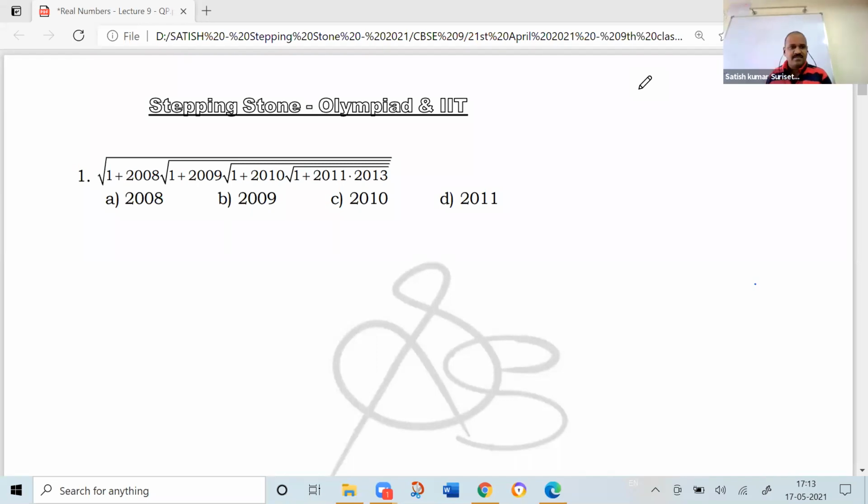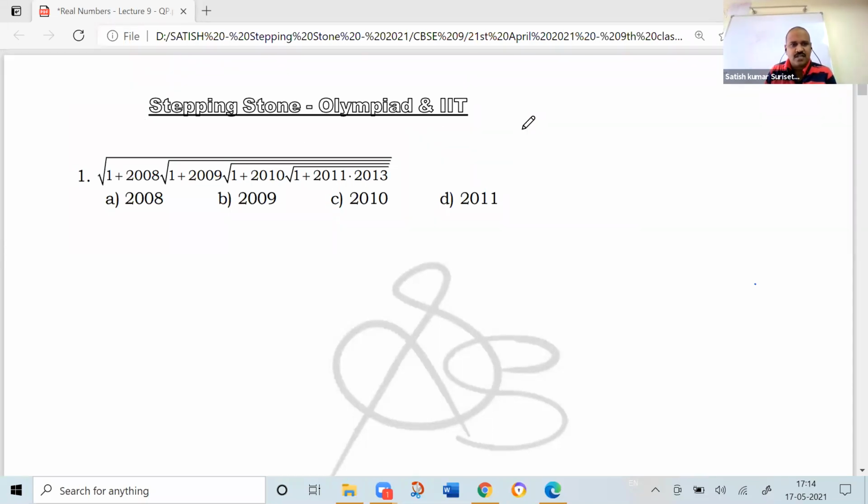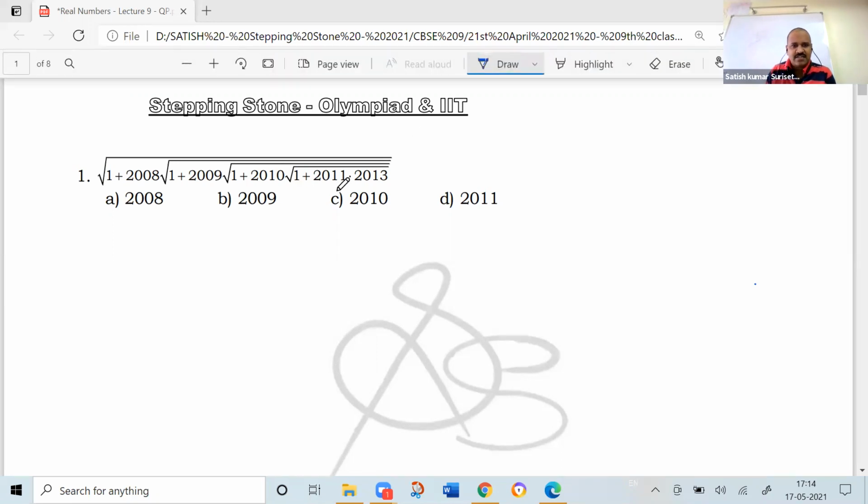To the stepping stone. See the first problem. Square root of 1 plus 2008 into square root of 1 plus 2009 into square root of 1 plus 2010 into square root of 1 plus 2011 into 2013. This you need to simplify.